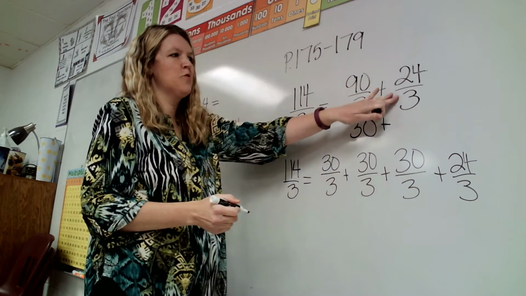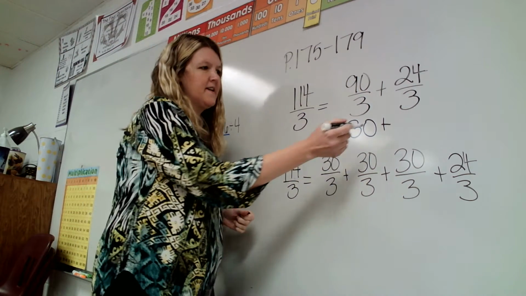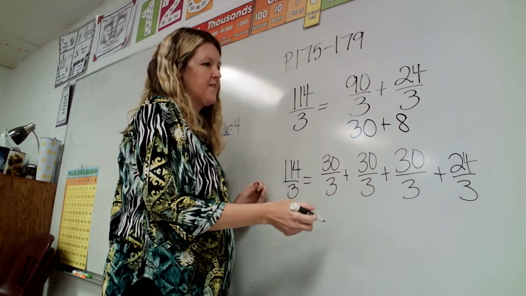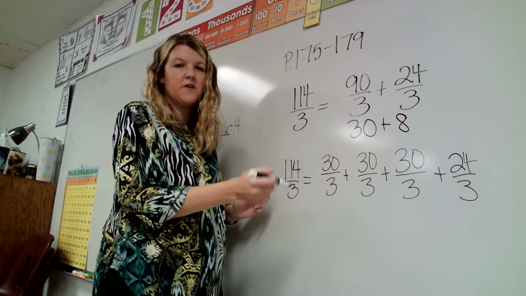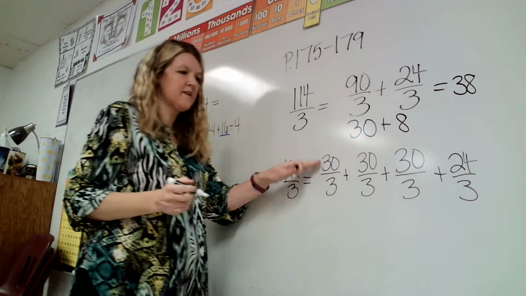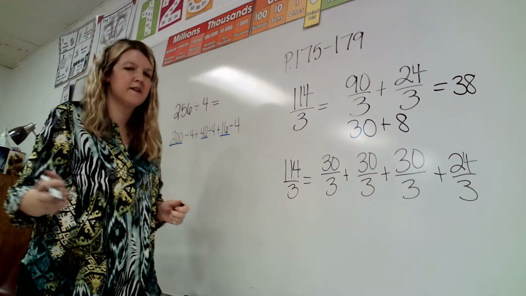And then 24 divided by 3 is going to be 8, since 8 times 3 is 24. So then I add those together to get my answer of 38. So this one equals 38. And of course, I'd get the same answer for this one. This was just another way to break it down.